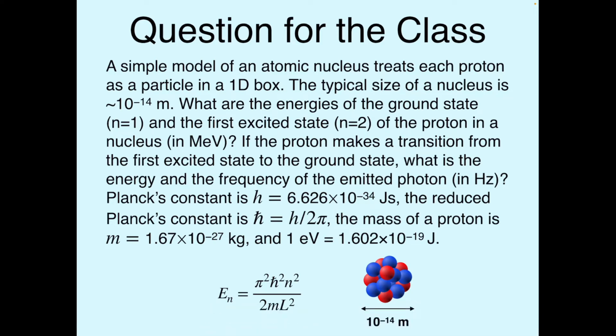Okay, some numbers you might need to know. Planck's constant is given right here. The reduced value is given here. And the mass of a proton is given here. And then also, this is the conversion between electron volts and joules. You might need that.